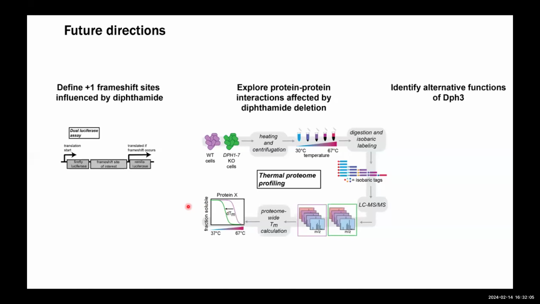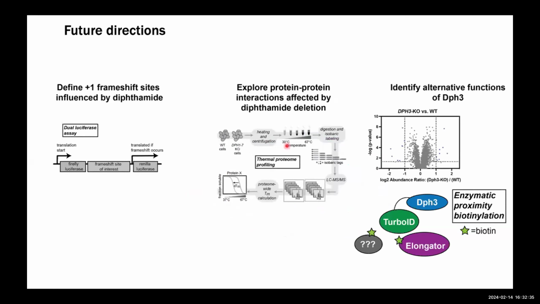And so the TMT abundance data that I presented earlier gives you an idea of how diphthamide affected the translation levels of given proteins. This will show how those changes in translation levels then go on to affect the entire protein-protein interaction networks within the cell.